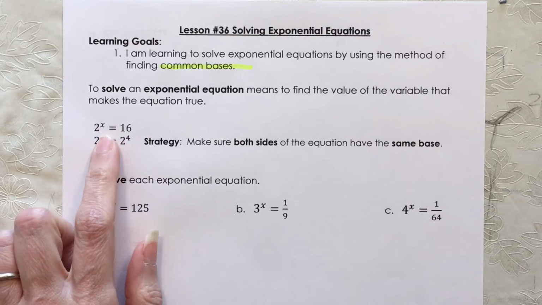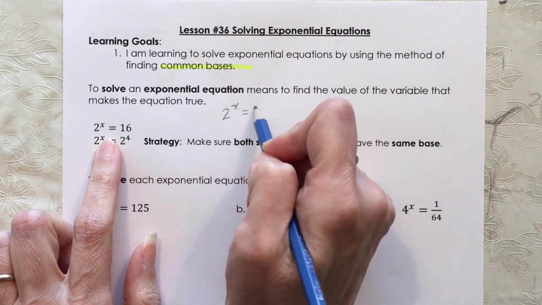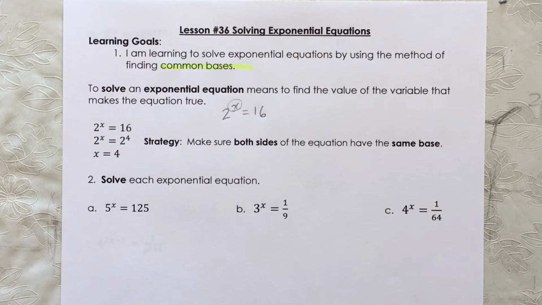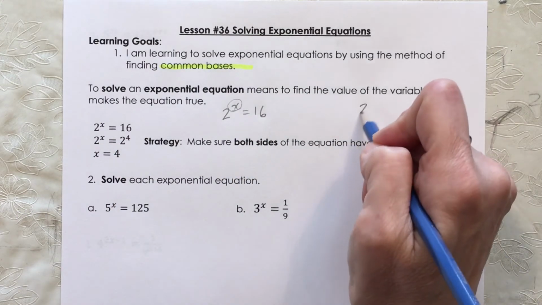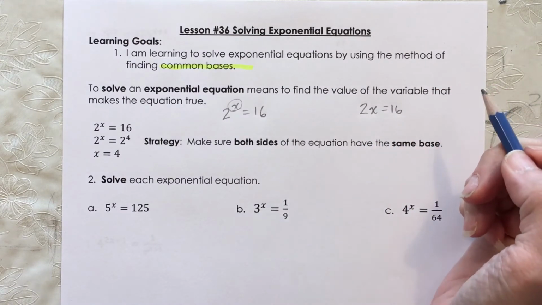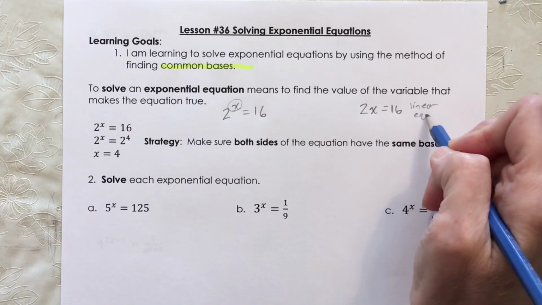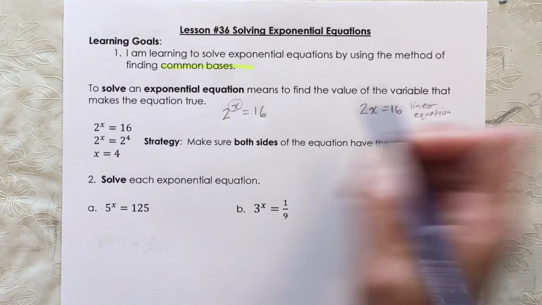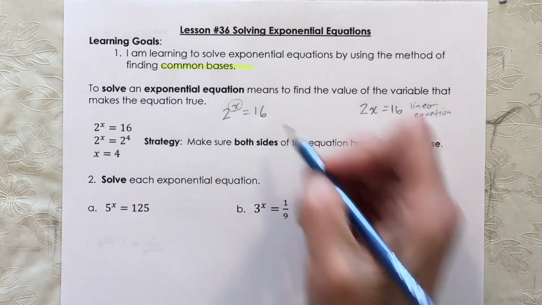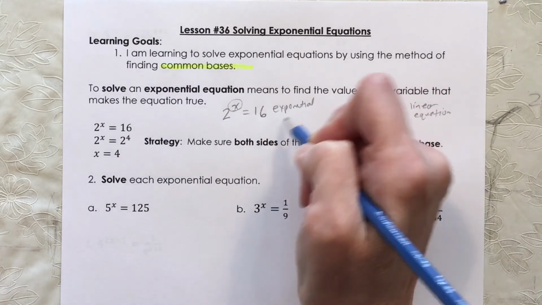So an exponential equation, for instance, 2 to the x equals 16. What makes it an exponential equation is that x is in the exponent, okay? So it's not like 2 times x equals 16, which is called a linear equation. It's 2 to the exponent x, or 2 to the power of x, is equal to 16, which makes it an exponential equation.